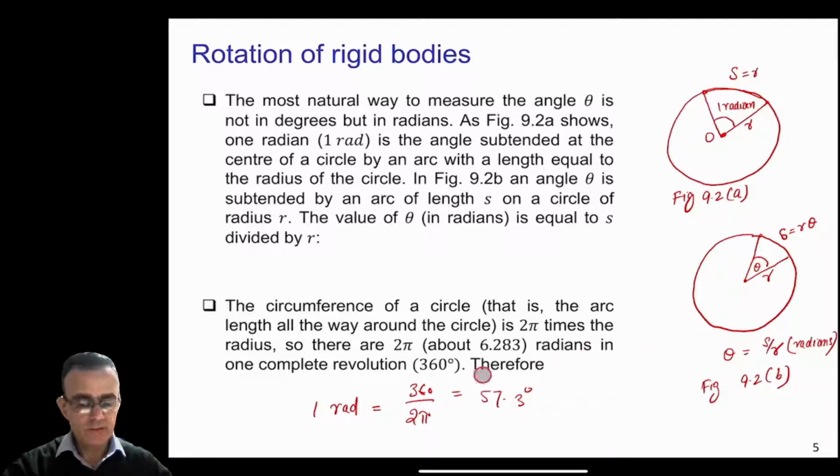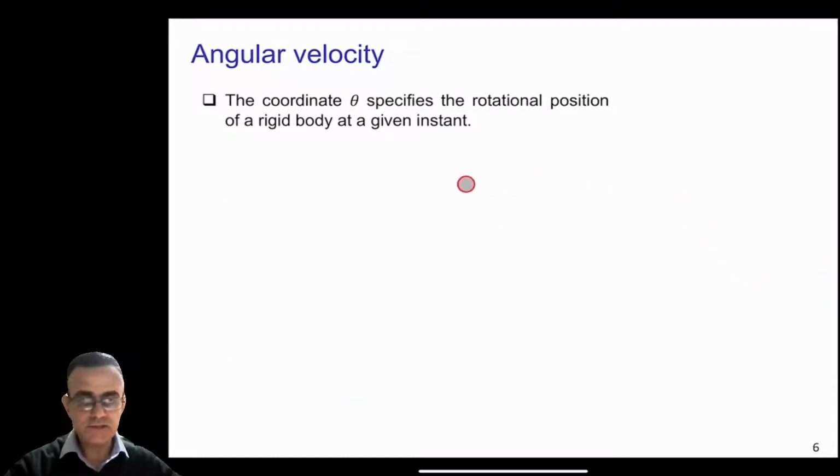Okay, so s is the distance along the circle, and theta is the angle here. Now based on this, we can also define angular velocity. Angular displacement is theta, but now we want to calculate the angular velocity. The coordinate theta specifies the rotational position of a rigid body at a given instant.